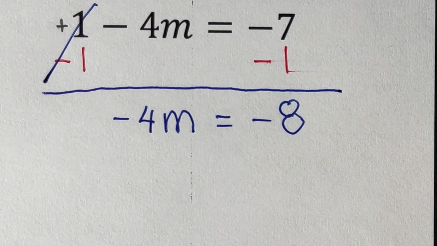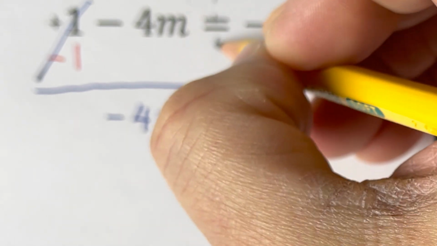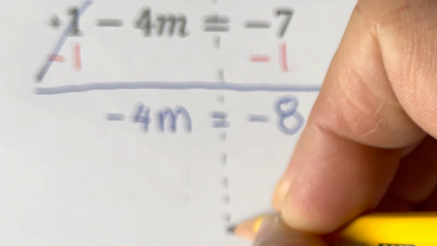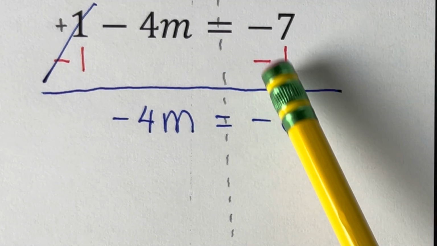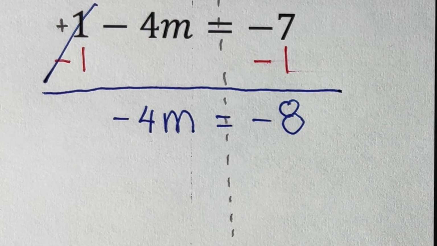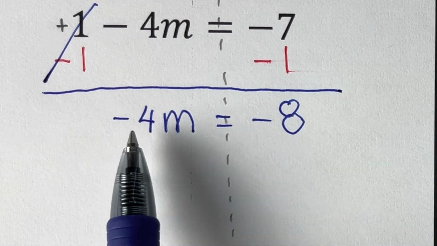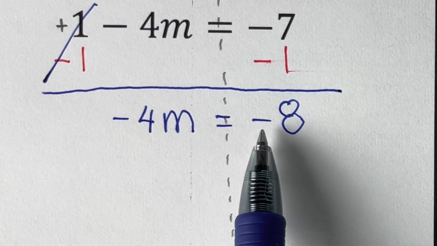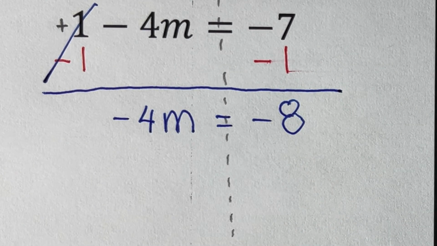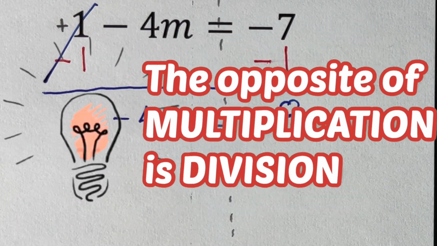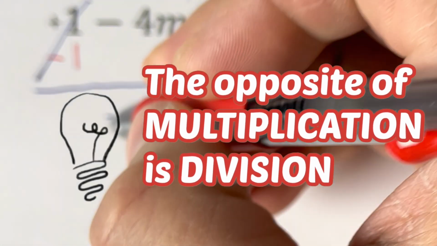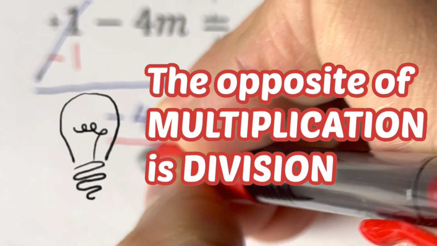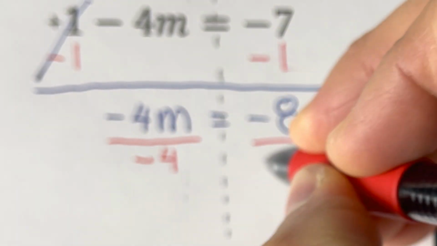Again, others would prefer to have this divided into two sides, the left side and the right side, so they don't mess up with the numbers that are written on the left and on the right. You can do that. So then we can go ahead and say that this is negative 4 times m equals negative 8. So this is multiplication right here. We remember that the opposite for multiplication is division. So then I go ahead and divide both sides by negative 4.